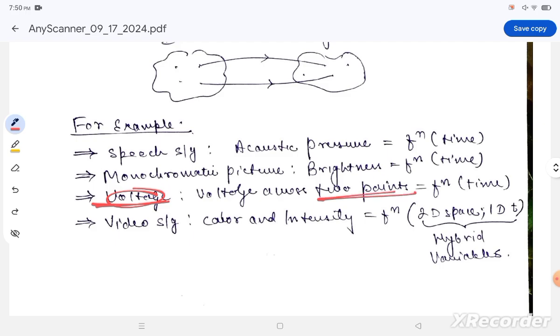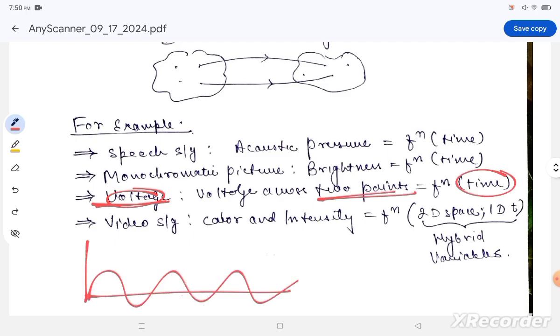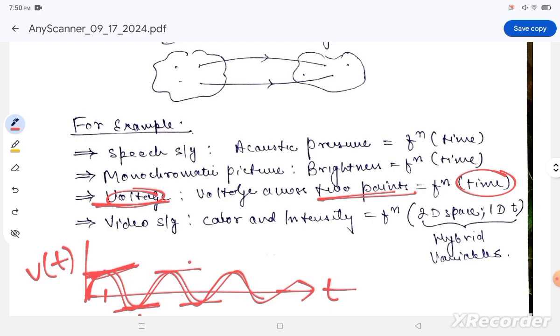Now, another example of a signal is the voltage signal. Voltage across 2 points, which is a function of time. The best example is AC voltage. You must have seen the sinusoidal voltage, V(t), as a function of time. It is at its peak at some time, it is not at its peak at another time, it is at the bottom at another time. So, voltage across 2 points as a function of time.